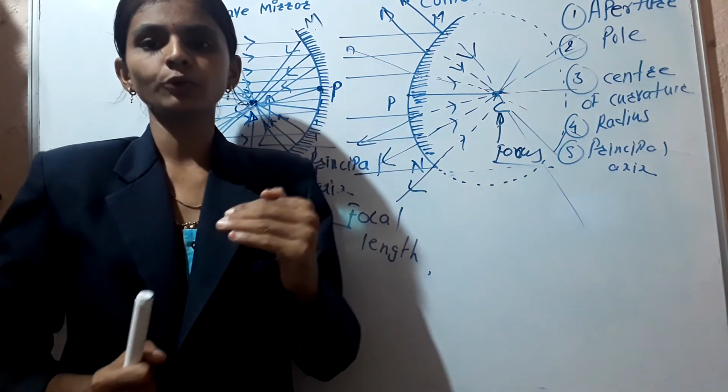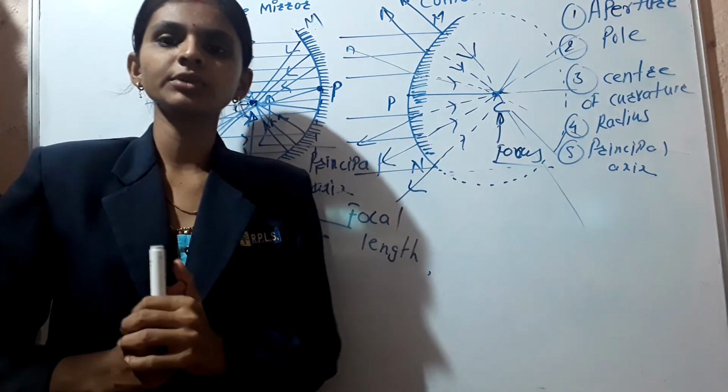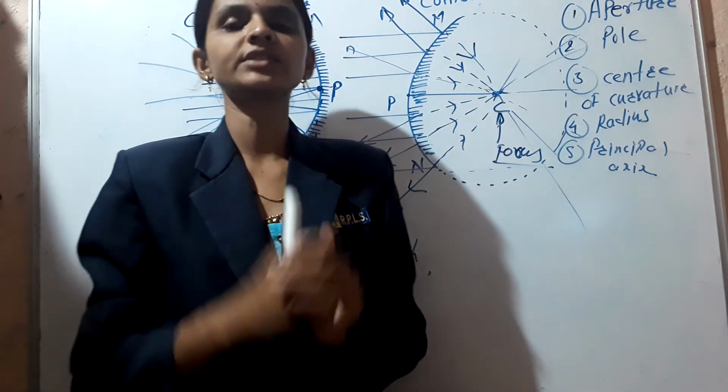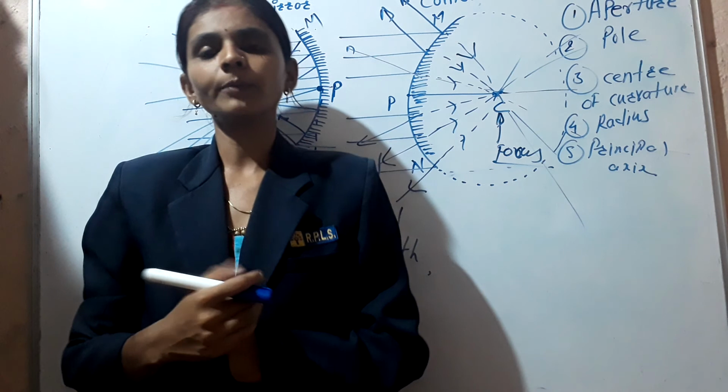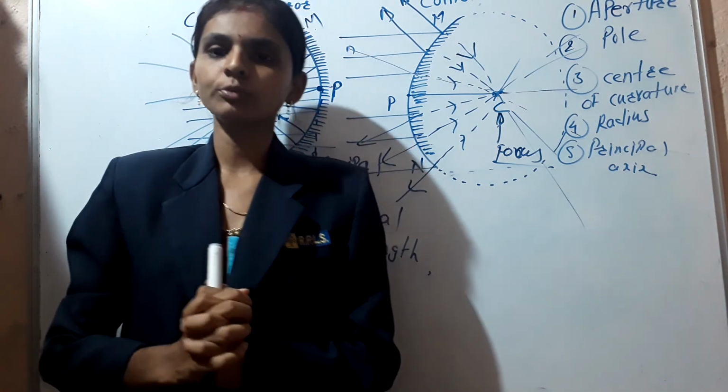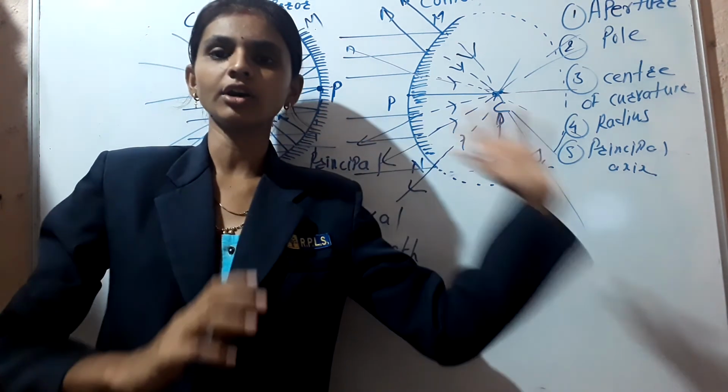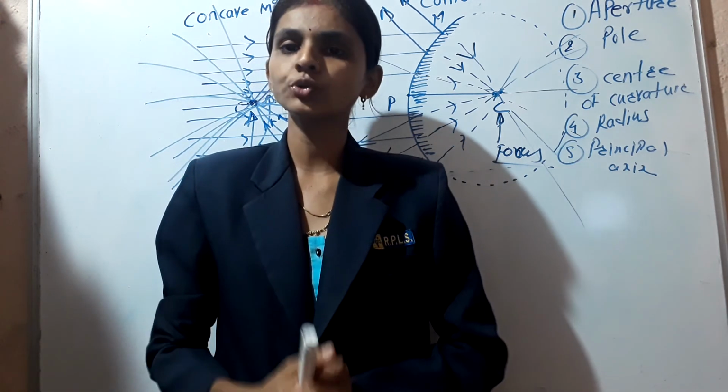In the case of the concave mirror, the focus is in front of the mirror, and in the case of the convex mirror, the focus is behind the mirror. So because of that, in a concave mirror we get the real image, and in a convex mirror we get the virtual image.